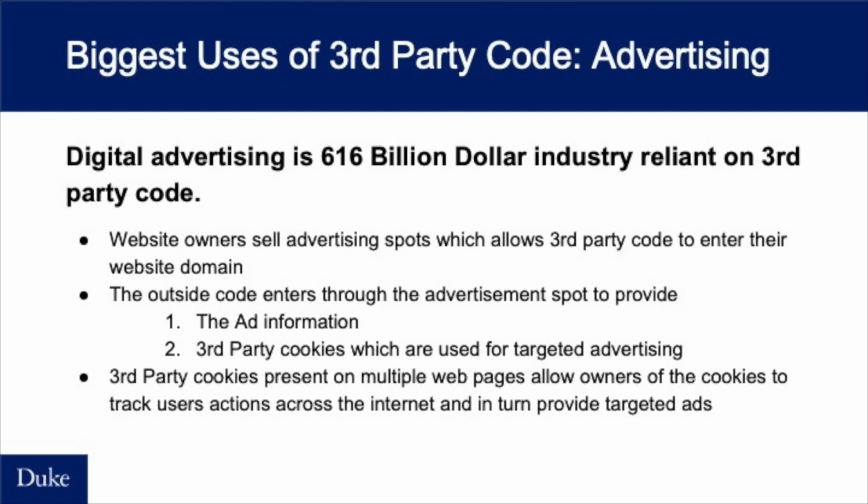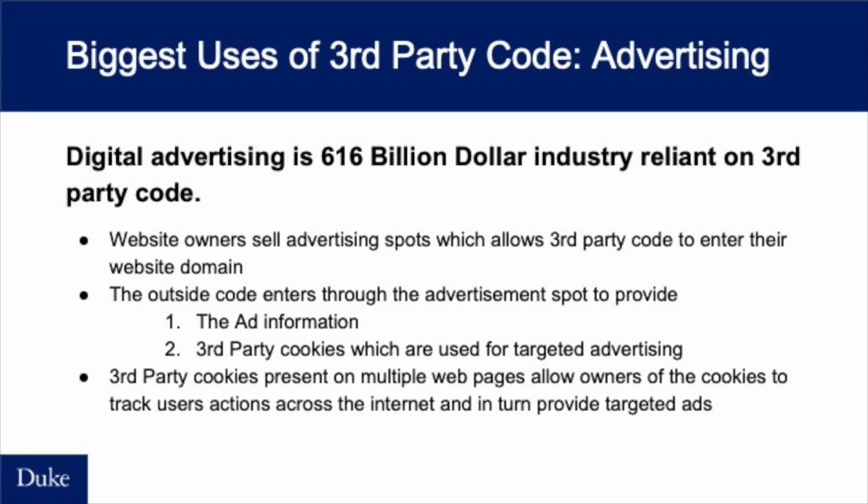The second big use of third-party code is advertising. Digital advertising is a $616 billion industry that is reliant on third-party code. Website owners sell advertising spots, which allows third-party code to enter their website domain.